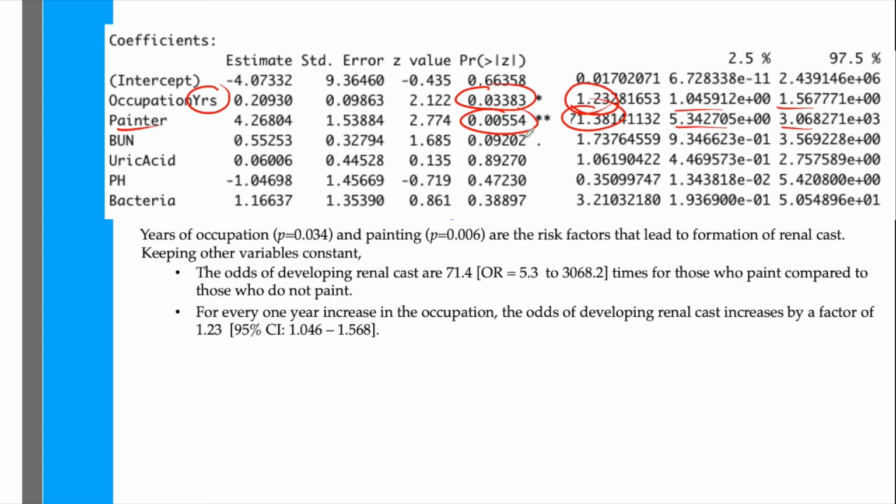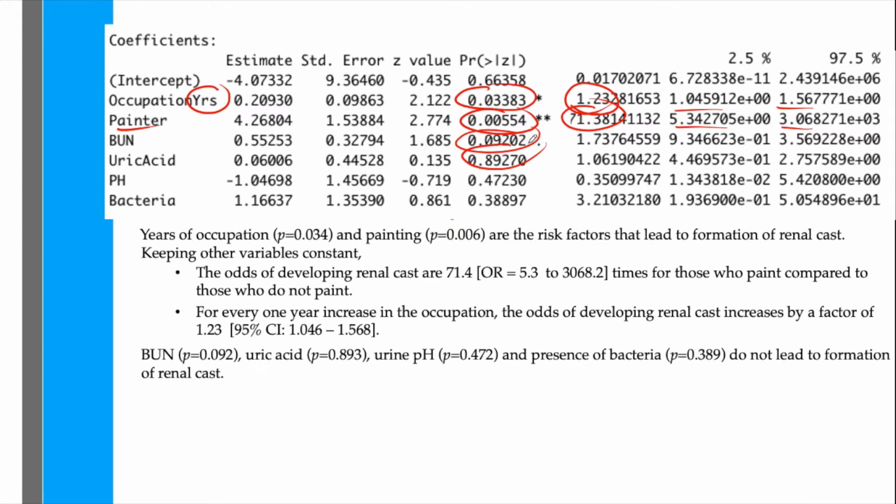The rest of the variables such as BUN, uric acid, pH, and bacteria are not predictors or do not lead to formation of renal cast.